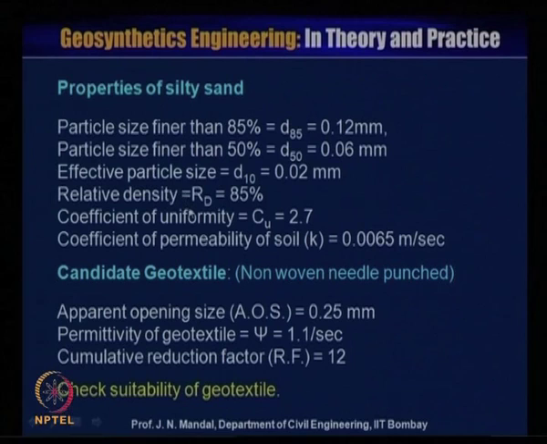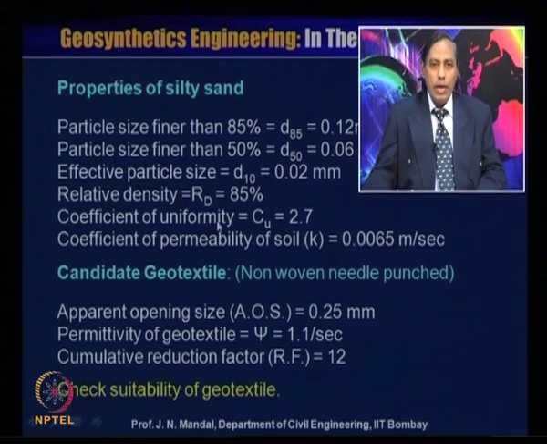5. And the properties of the silty sand are given: particle size finer than 85%, D85, is 0.12 millimeter, particle size finer than 50%, D50, is equal to 0.06 millimeter, effective particle size D10 is equal to 0.02 millimeter, relative density RD is 85%, coefficient of uniformity Cu is equal to 2.7, coefficient of permeability of the soil K is equal to 0.0065 meter per second.